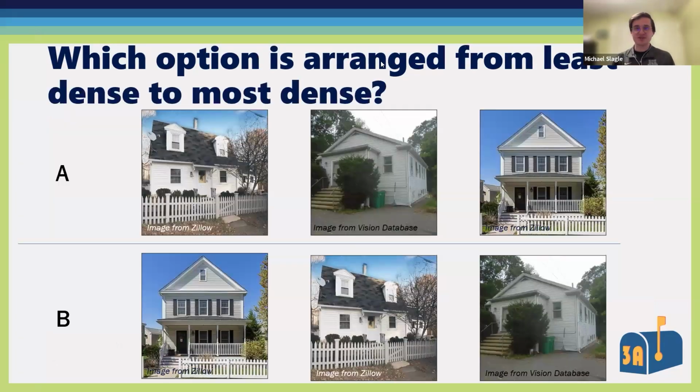We have 2 more of these rounds. Hopefully they might go a little bit quicker, but we have 3 different pictures here. They have 3 of the same pictures, but they're arranged from least dense to most dense. Is option A at the top arranged correctly, or is option B at the bottom arranged correctly?